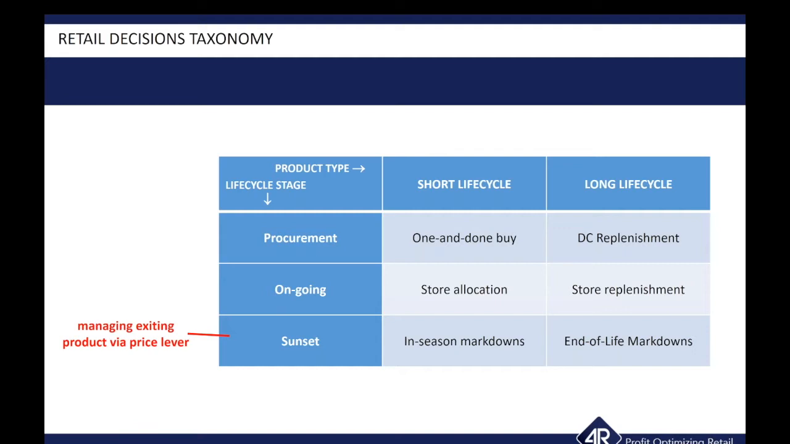Now sunset, of course, involves also managing inventory, moving inventory to a fulfillment channel or store, as it might be. But the more interesting aspect has to do with pricing, and what we can define as managing exit of the product via the price lever. And we'll see in a little bit why we use these terms. So we have a 3x2 matrix: 3 life cycle stages for short life cycle and long life cycle products. Just about any inventory decision within a retail supply chain will fall in one of these 6 cells.